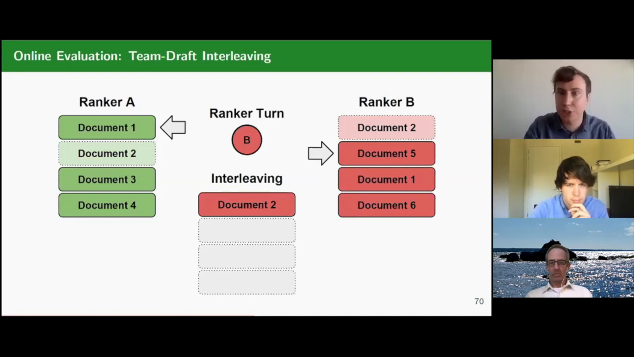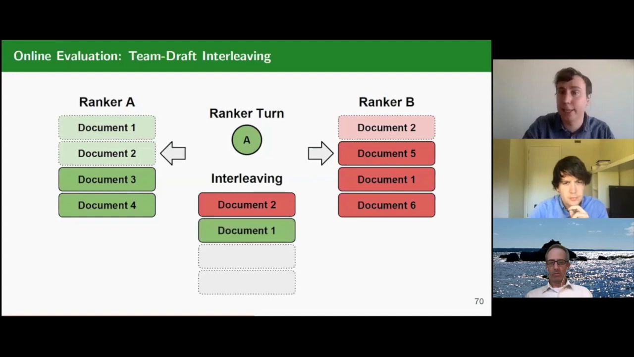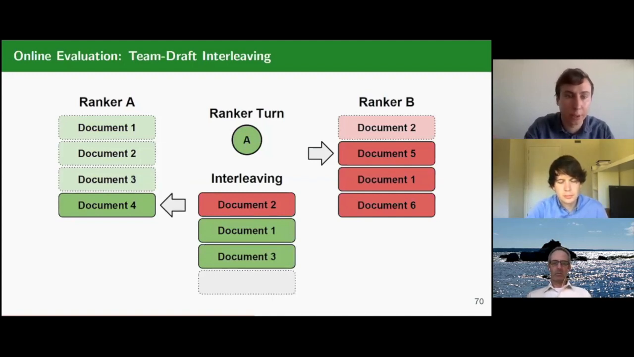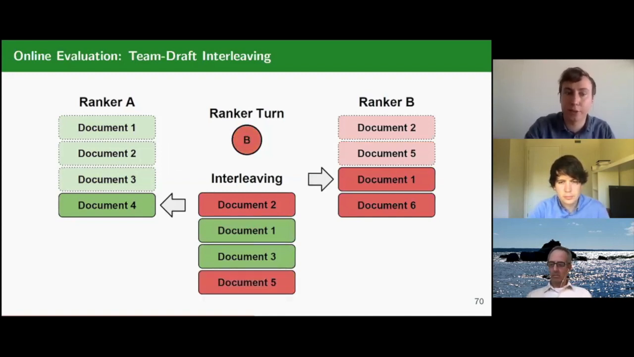So ranker B finishes its turn, and then ranker A gets to pick its highest ranked document at that time, which in this case is document 1, and adds that to the interleaved ranking. This process then continues, so we flip a random coin again. Maybe this time ranker A gets to pick a document. Well, document 2 is already in the interleaved ranking, so it will not pick that. Instead, it will choose document 3 to add to the interleaved ranking. And then on ranker B's turn, it will pick document 5, add it to the interleaved ranking, and this is the end result that we have. So we have an interleaved ranking that goes documents 2, 1, 3, and 5.